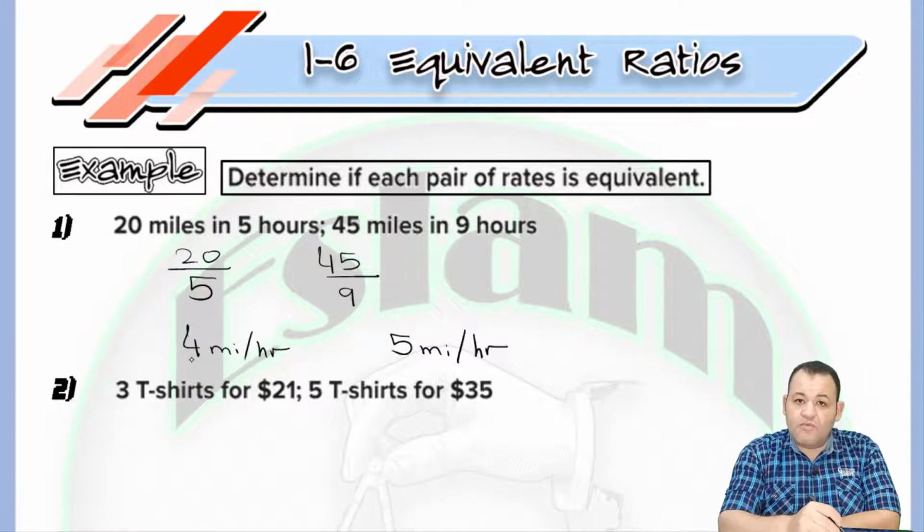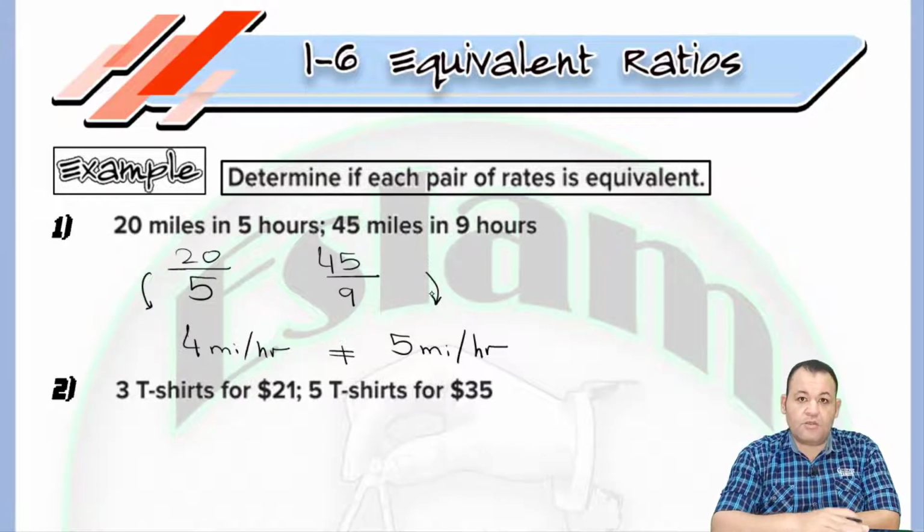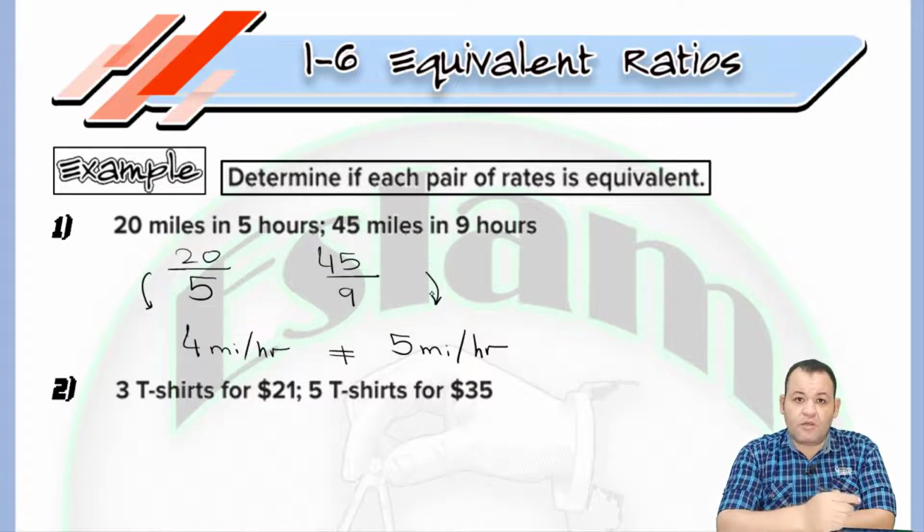If you look at the simplest form of the first one and the simplest form of the second one, they are not equal. So the two ratios are not equivalent. It means we need to find the unit rate of the first one and the unit rate of the second one and check if they are equal or not. We can also check using another way, by using cross multiplication.